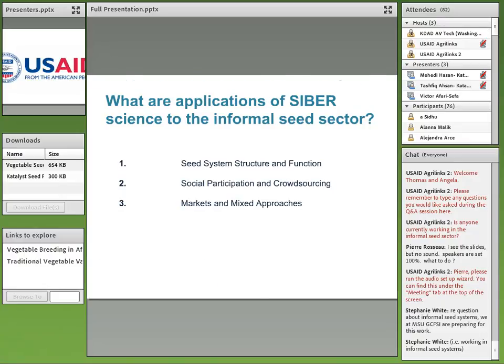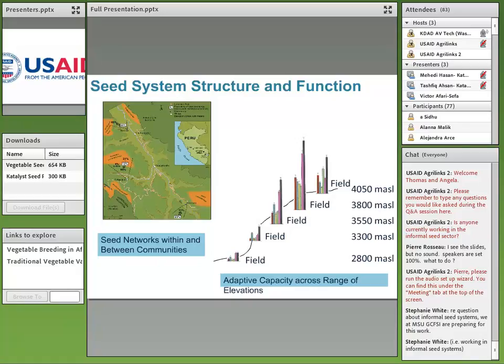In terms of seed system structure and function in informal seeds, like I was saying, it is about the networks. These are individual communities, and what this map shows is a lot of seed being exchanged within communities, but also between communities. So when we think about the structure, one of the things we think about is the spatial structure, and this is really important because it's often the flow of seeds from outside of communities that replenishes in the case of drought or some other kind of shock. So resilience requires these multiple levels.